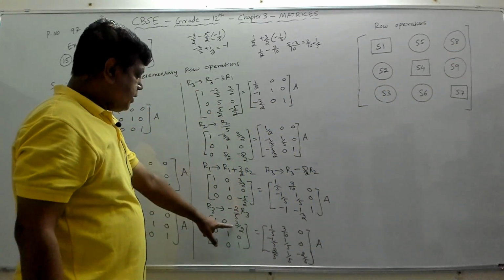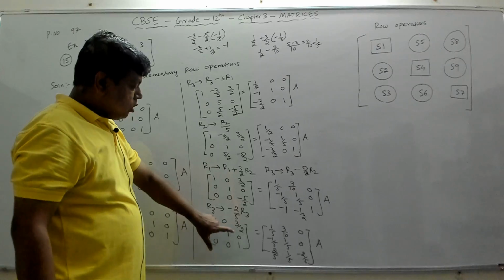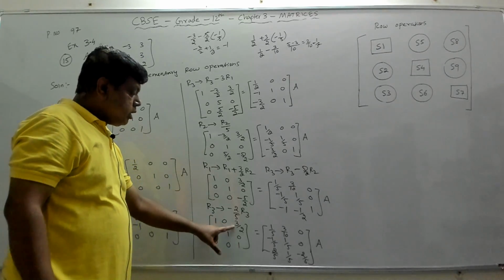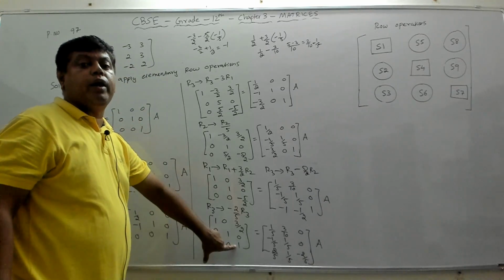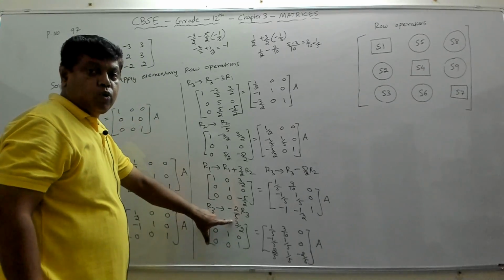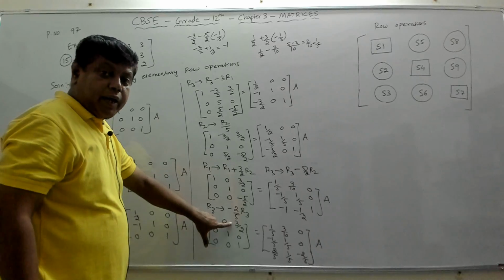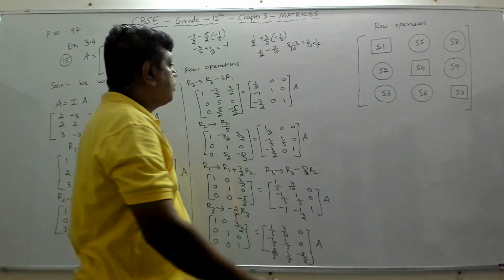So what is step 8? Step 8 is we have to make this as 0 using this. How will you make 3 by 2 as 0 using this? You will say 3 by 2 minus 3 by 2 times 1. 3 by 2 is in row 1, so row 1 is row 1 minus 3 by 2 times row 2. So we'll apply this operation.